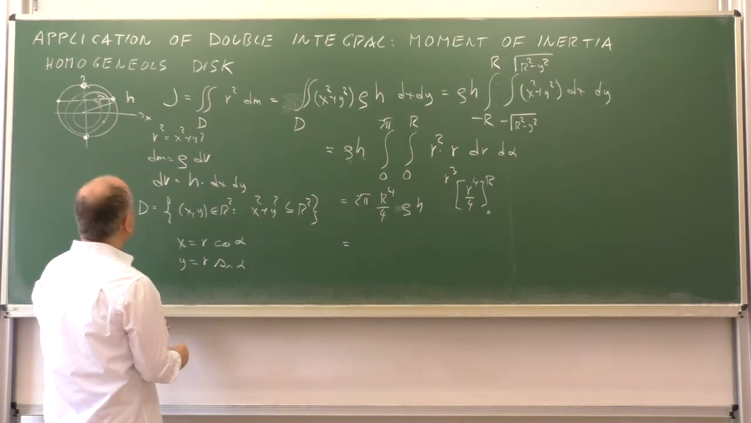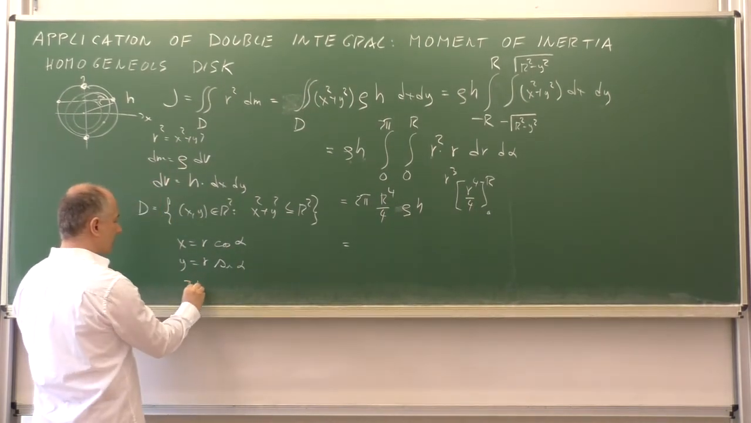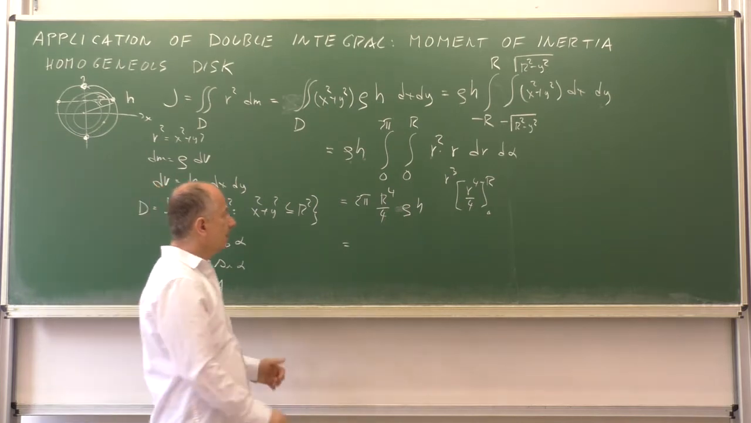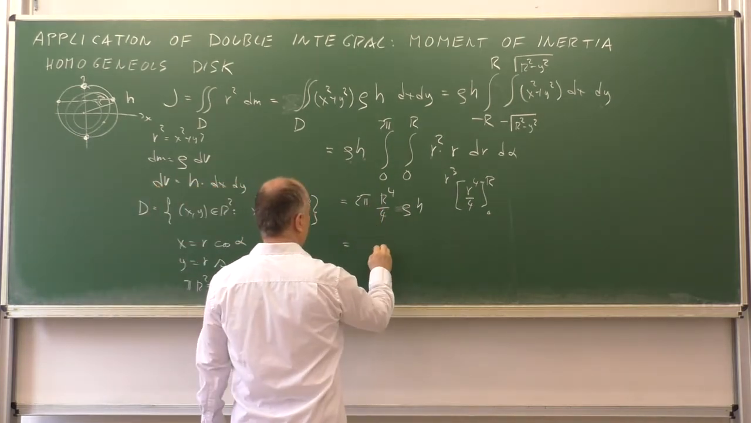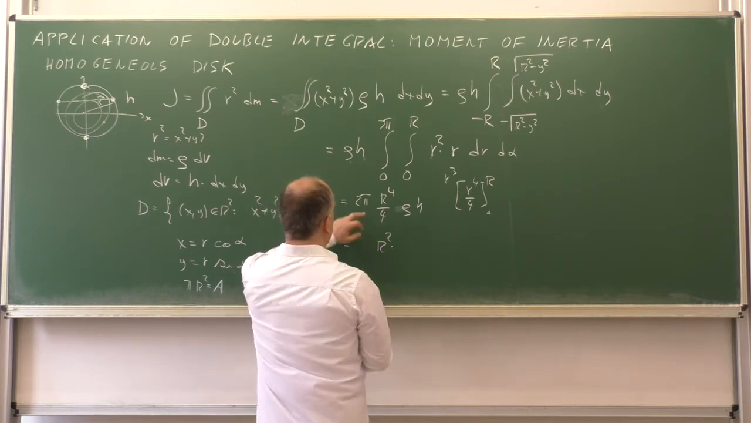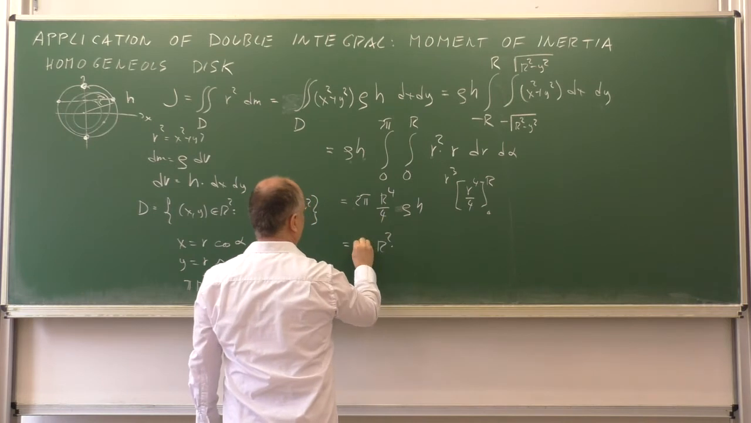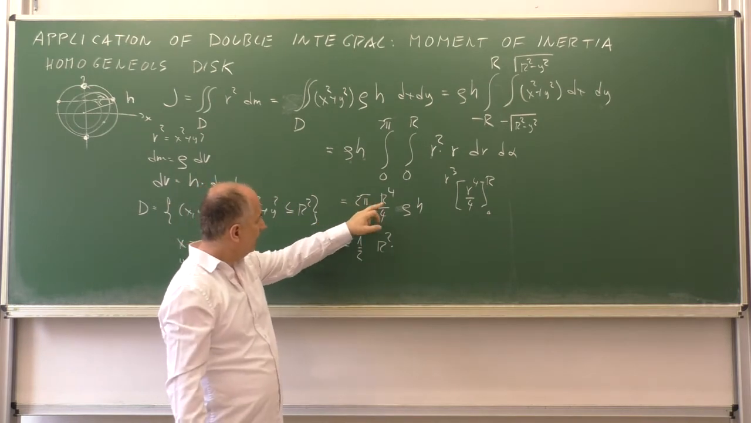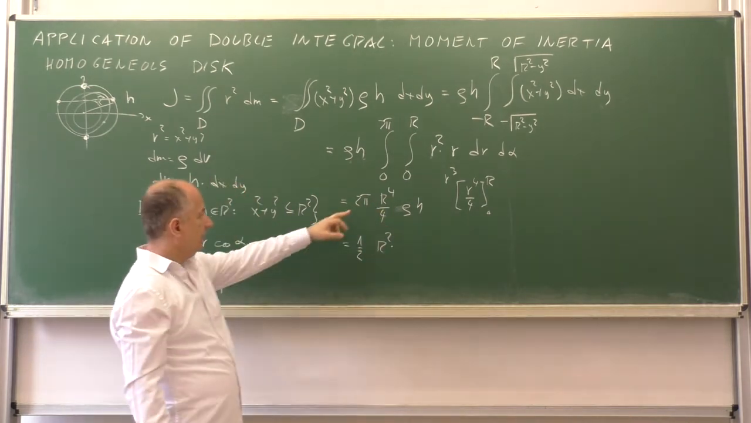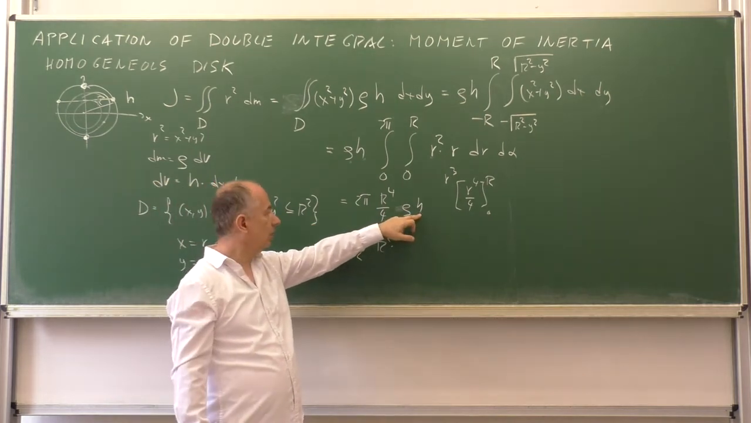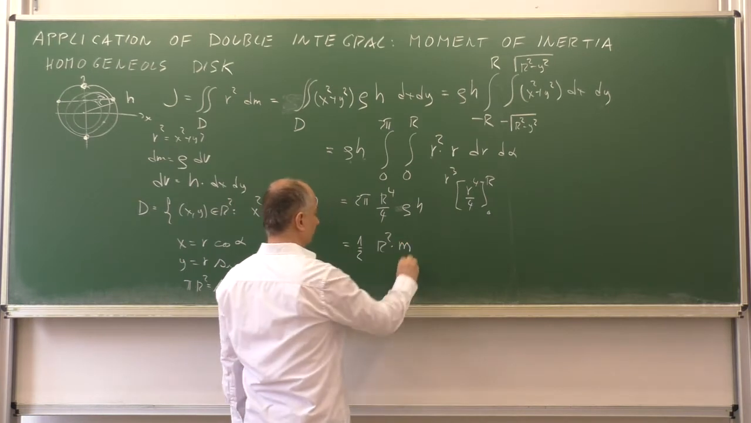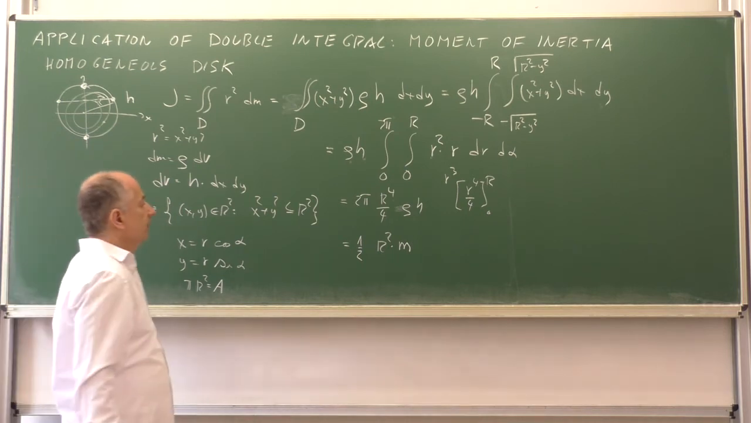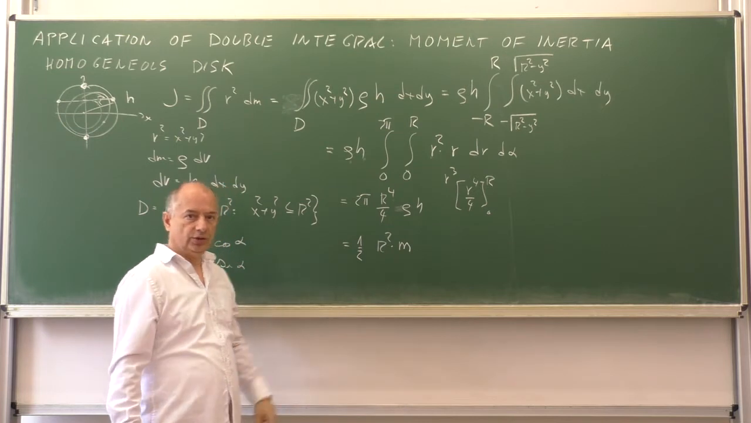And now if we realize that pi r squared is the area of the disk, so we have R squared times pi R squared, 2 divided by 4 is 1/2, and now we have pi r squared, which is the area, times the height is the volume, times rho is the mass of the disk. 1/2 r squared m, right? 1/2 r squared m. So this is the moment of inertia of a homogeneous disk.